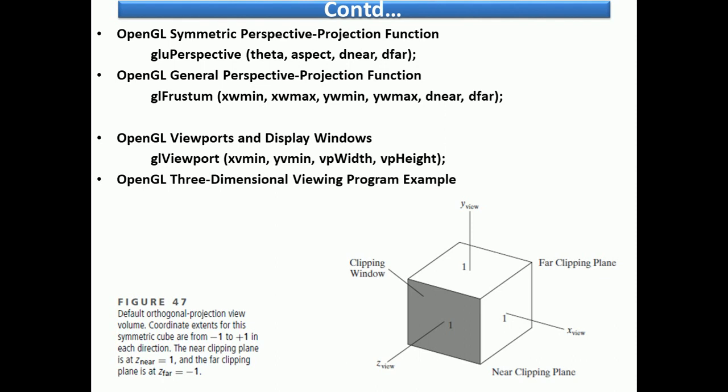The parameter theta represents the field of view angle, which is the angle between the top and bottom clipping planes. This angle can be assigned any value from 0 degrees to 180 degrees. The parameter aspect is assigned a value for the aspect ratio, which is nothing but the width divided by the height of the clipping window.